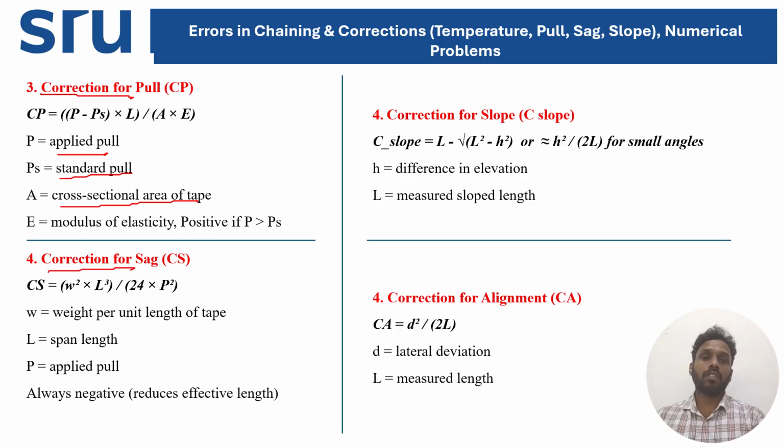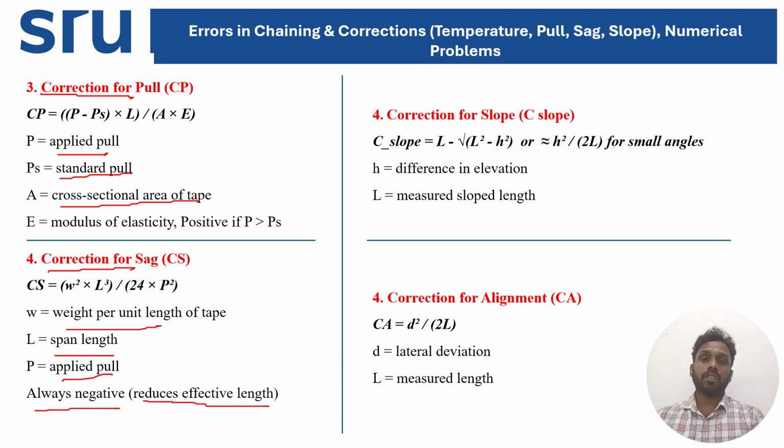Here your correction for sag Cs is equal to W square into L cube divided by 24 into P square. W is your weight per unit length of tape, L is your span length, P is your applied pull, right? So this correction for sag is always negative. So it reduces the effective length. Correction for sag will always reduce the effective length.